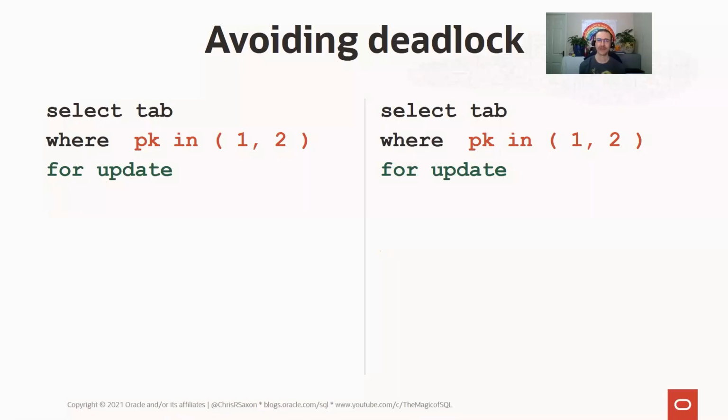So how can we do this? Well, there's a few ways. We saw the user locks. Most common way probably is the select for update. So I've got two transactions trying to change the same rows.